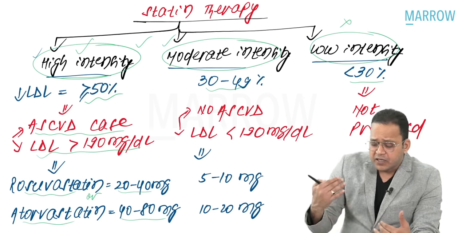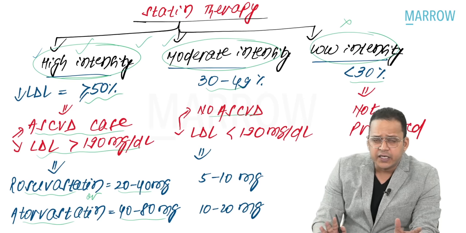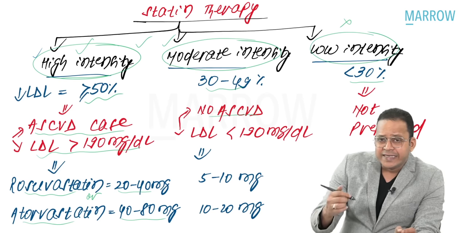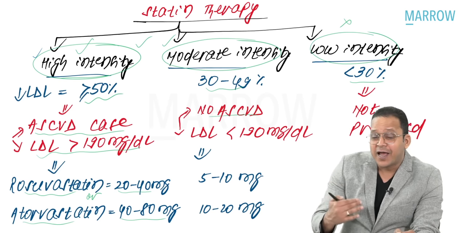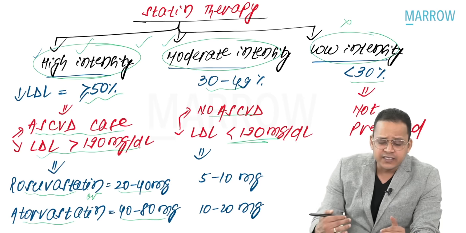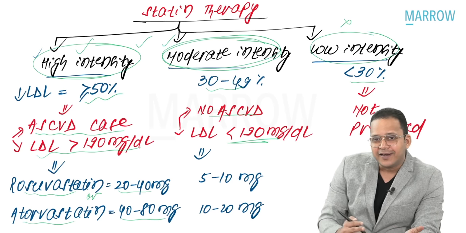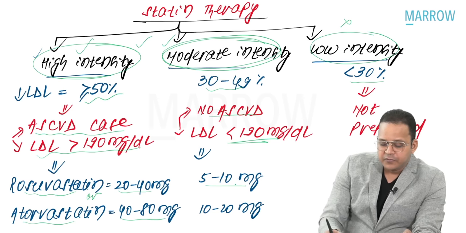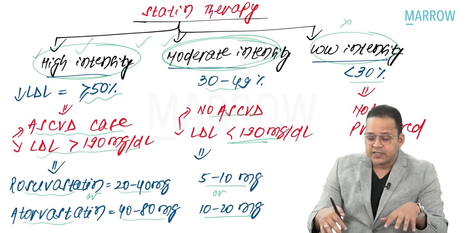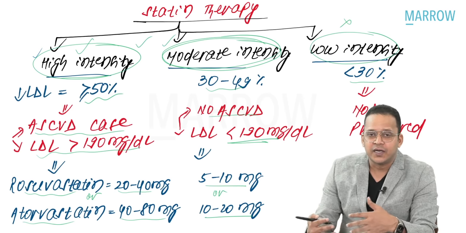But on the other hand, suppose there is a patient who does not have any ASCVD. He never had angina. He never had MI attack or stroke, but his LDL is high. His LDL is high, but how high? High, but lesser than 190 milligrams per deciliter. In this case, I'll be going for moderate intensity statin therapy and lesser dose, like rosuvastatin 5 to 10 milligrams or atorvastatin 10 to 20 milligrams. Now, this is the basic thing you need to understand to answer such MCQs, which are clinical based.